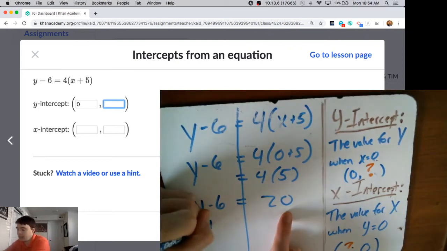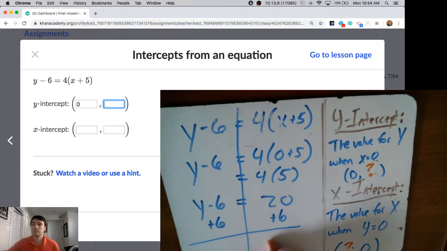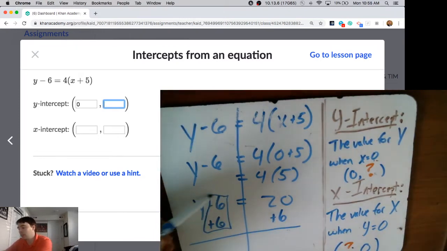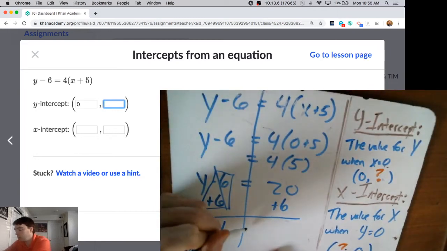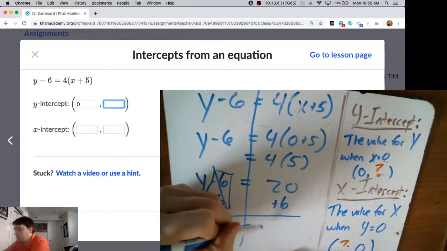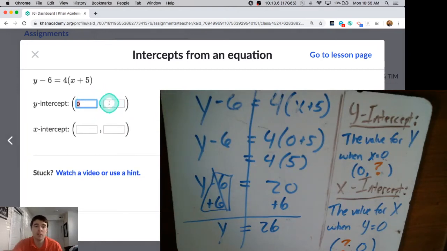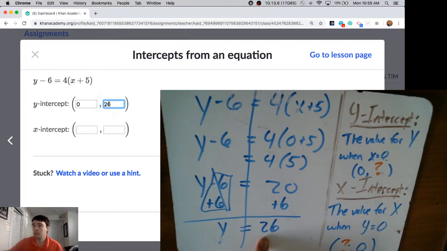I'm going to add 6 to both sides of my equation now, because that's what's going to cancel out the negative 6 over here. That's the inverse operation that helped me solve for y. So now that tells me y is equal to 26. If we were to set our x value equal to 0, the equation tells me y better give 26.